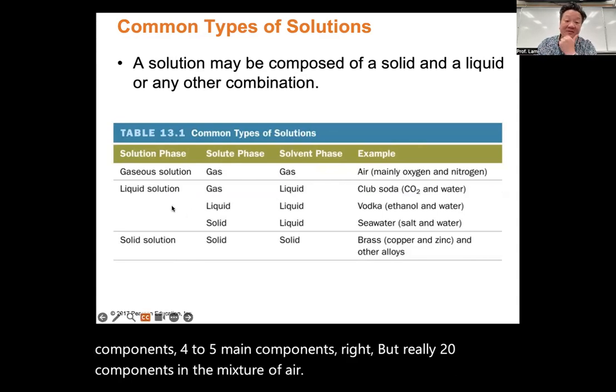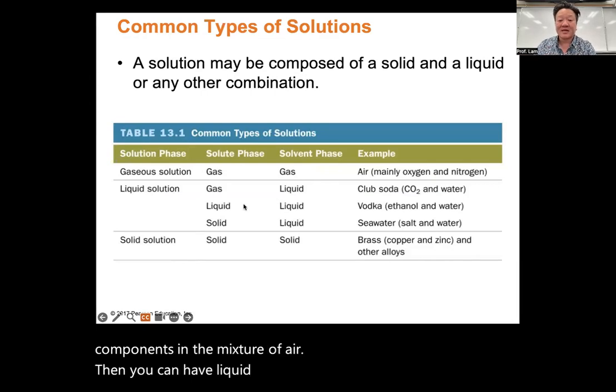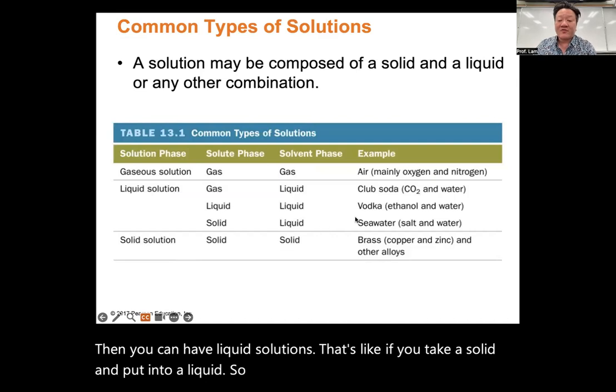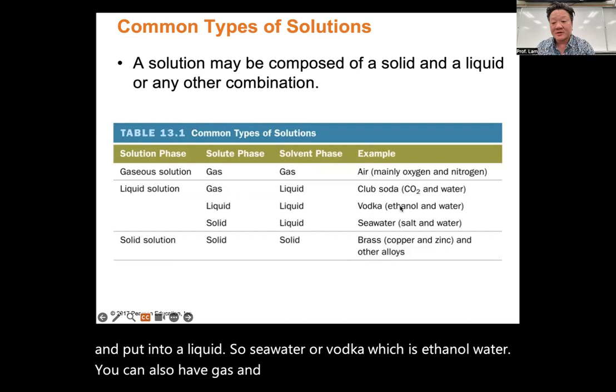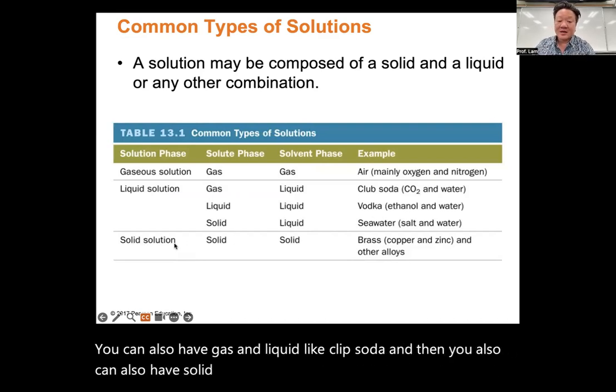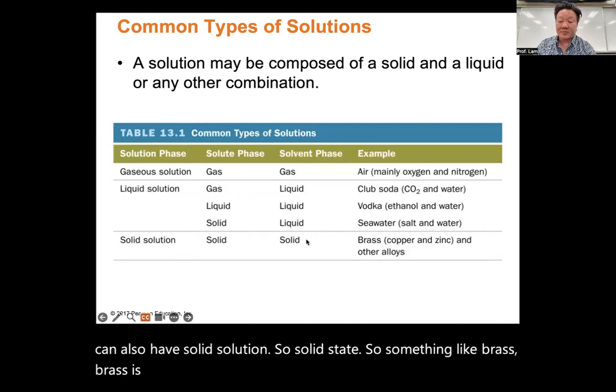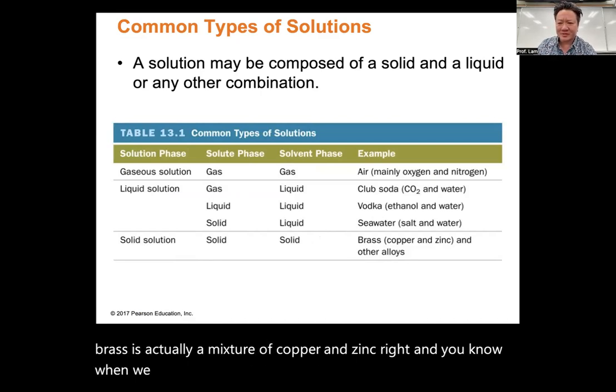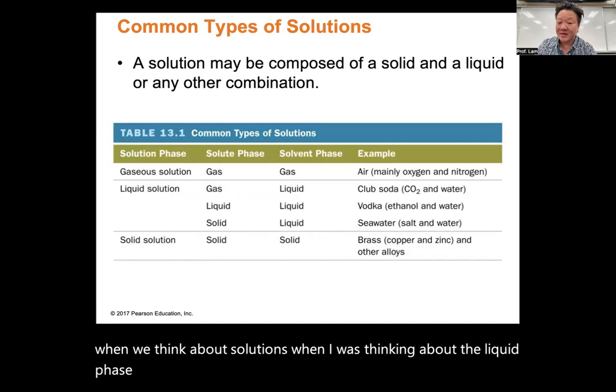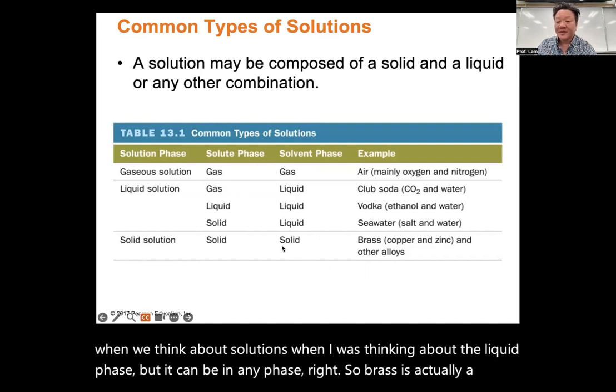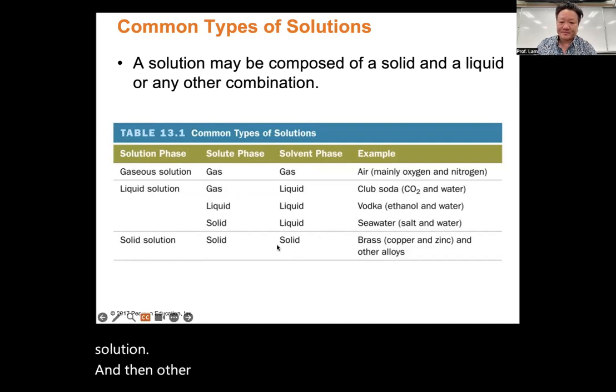Then you can have liquid solutions. That's like if you take a solid and put it into a liquid, so seawater, or vodka, which is ethanol and water. You can also have gas and liquid, like club soda. And then you can also have a solid solution, so solid state, something like brass. Brass is actually a mixture of copper and zinc, right? When we think about solutions, I was thinking about the liquid phase, but it can be in any phase. So brass is actually a solution, and then other alloys as well.